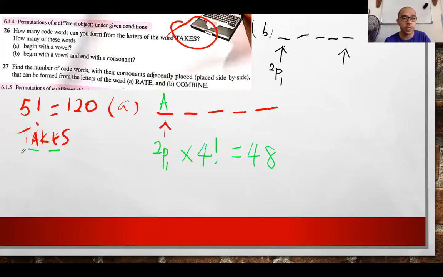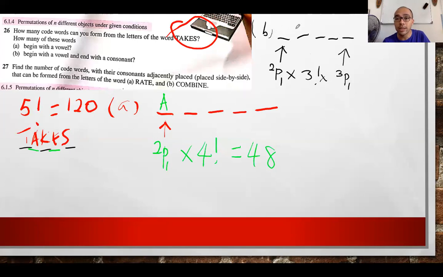Daripada 5 huruf ini, T-A-K-E-S, which are the consonants? The consonants are S, K, and T. So for this last place, there are 3 consonants. Kita mau pilih satu sahaja. So this is how many ways we can pick 3 consonants if you're going to have only 1 place. Now, once you settle the conditions, then you look at the rest. Ada 3 sudah dihitung. 1, 2, 3. So this will be just 3 factorial, because tinggal 3 huruf, I don't care which letters go where. But this will be our case.